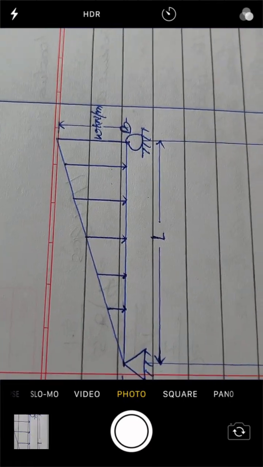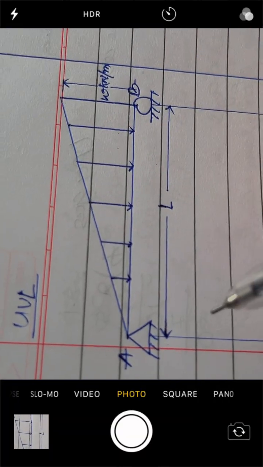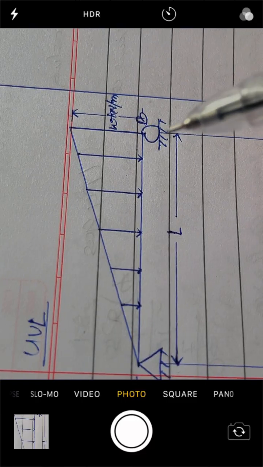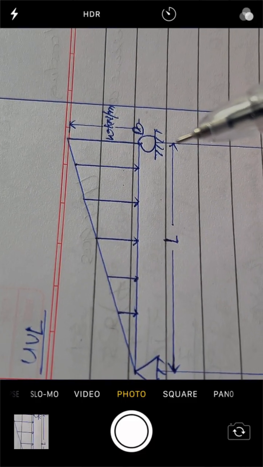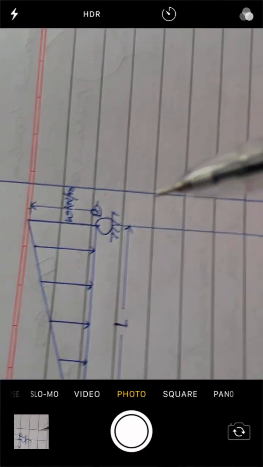So we're gonna solve a problem for UVL today, UVL load. You can see that I've already drawn the figure because I needed to draw it with the help of this scale. Without this scale, it looks very cluttered. So sometimes you wanna look clean, so I did it with the help of this scale.